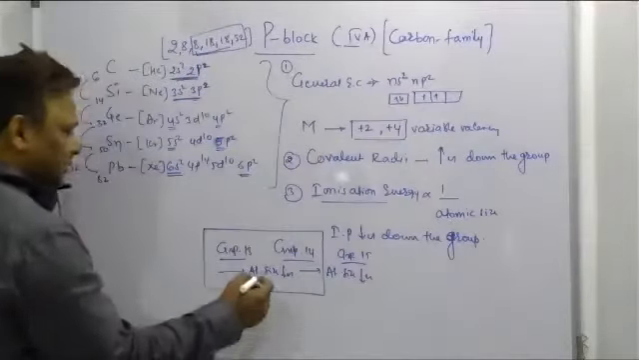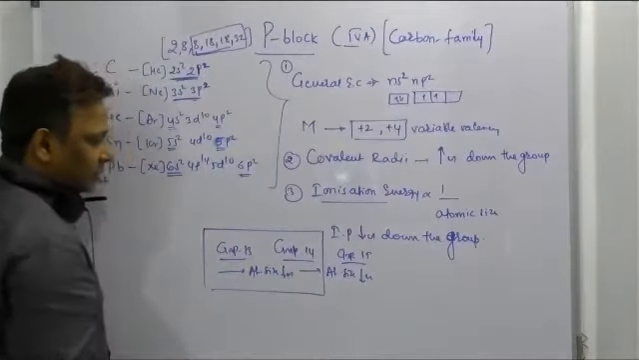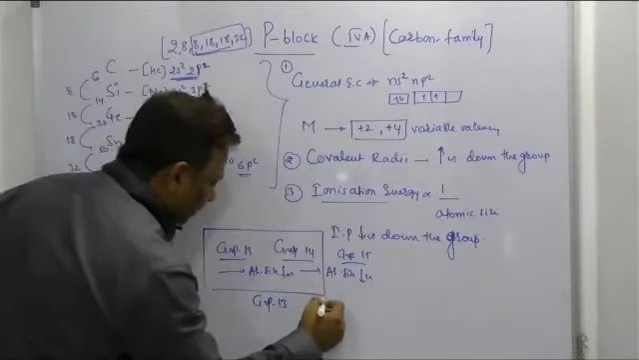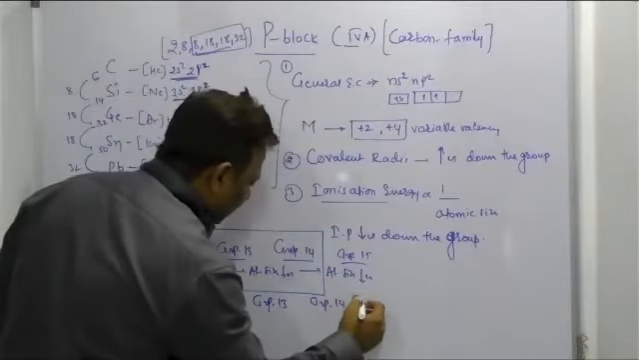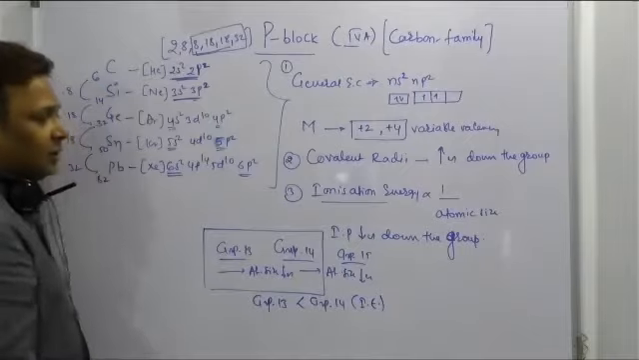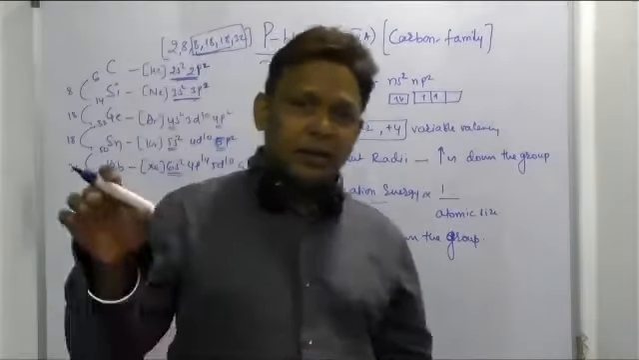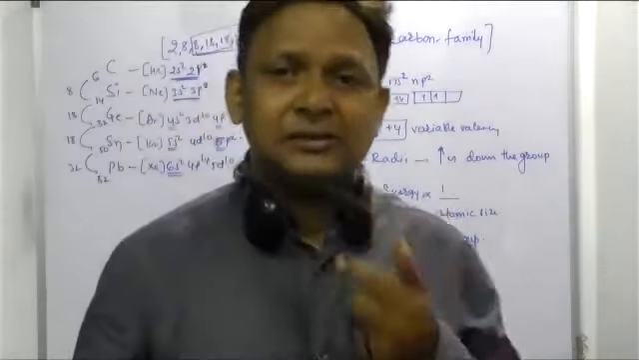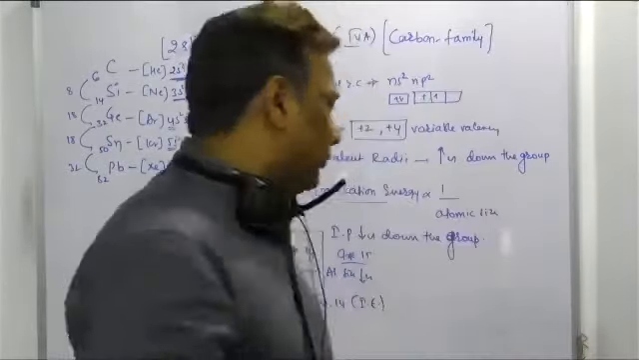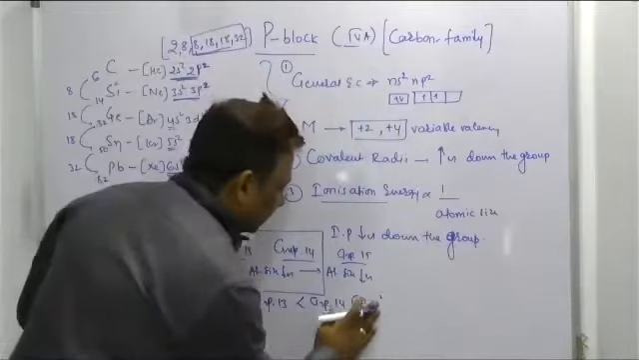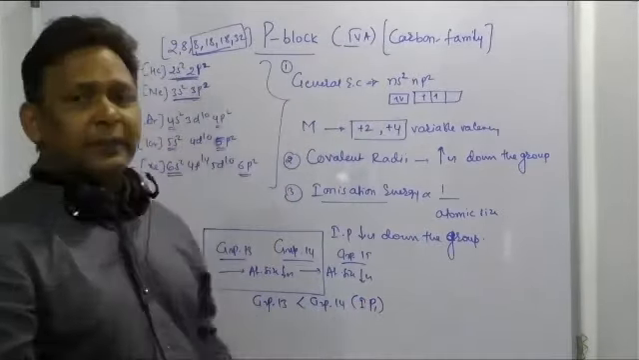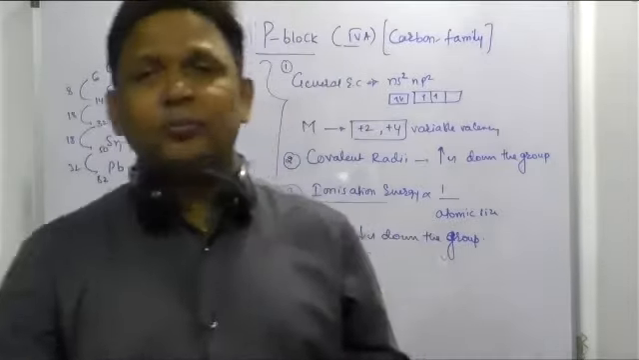So smaller the size, greater the ionization energy. So if we compare group 13 and group 14, for the ionization energy, smaller the size, greater the ionization energy. Along the period, atomic size decreases, ionization energy increases. Hence, the first ionization energy, IP1 of group 14 will be greater than the IP1 of group 13.